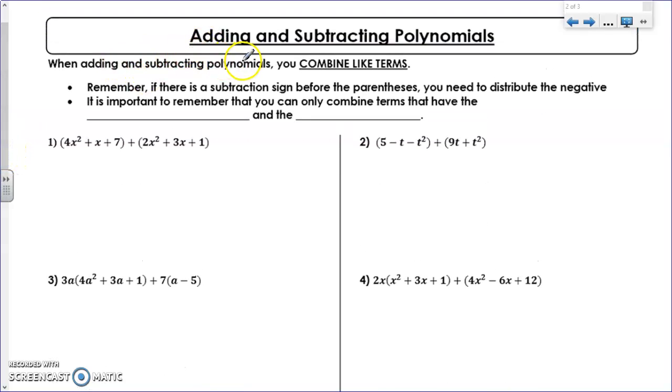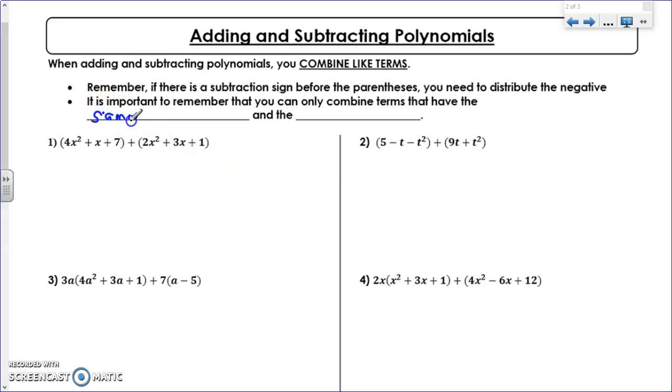When adding and subtracting polynomials, you combine like terms. Remember, if there's a subtraction sign before the parentheses, you need to distribute the negative. It's important to remember that you can only combine the terms that have the same variable and exponent. So same variable and exponent, because they have to look exactly alike.